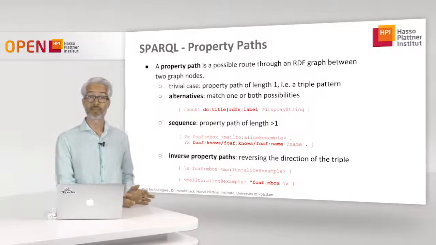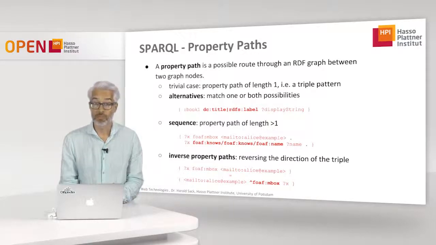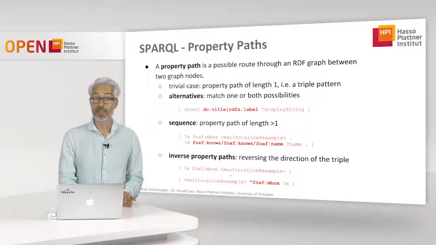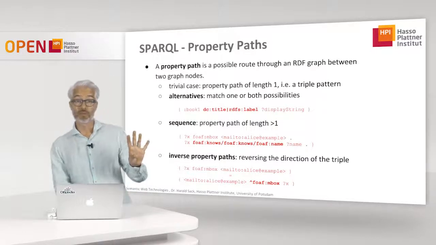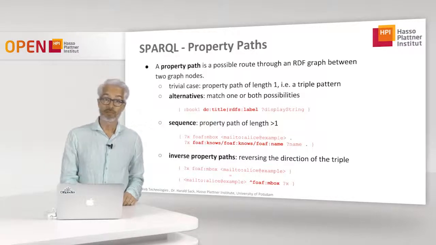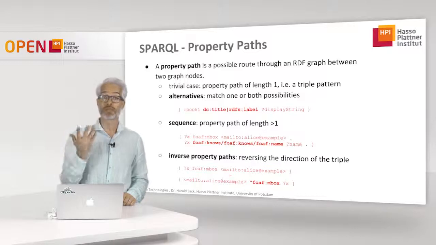I could first write the mailbox as a subject, and then write the property, but in front of the property I write this little character, which is called a hat or a caret. This little character means I should interpret the triple in the reverse order, which means I should treat the subject as the object and the object as the subject. So here I reverse this.